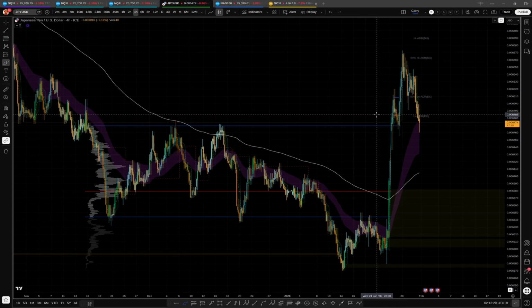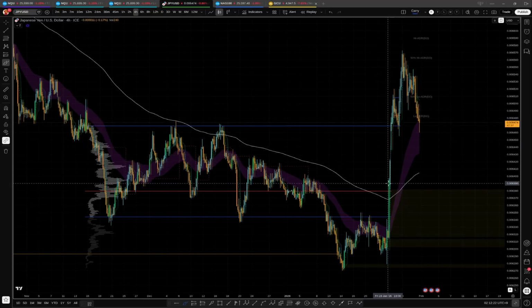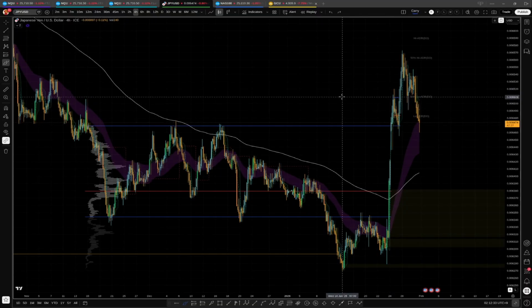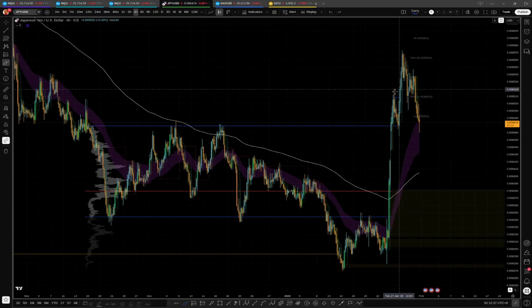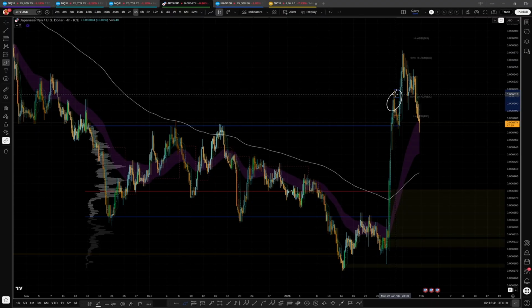yen's price action. A lot of people would have seen this push up here and maybe flurried to short risk on assets like the S&P and the NASDAQ and all of those risk on assets, but it wouldn't have worked out. But if you shorted around here, it really worked out. Why?